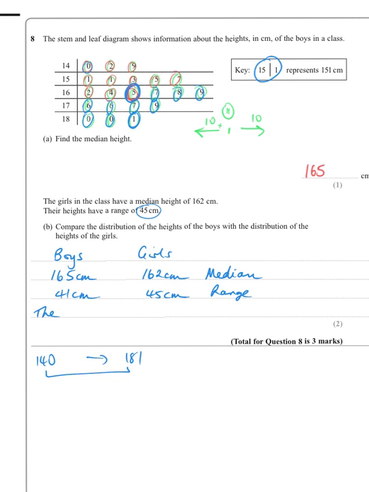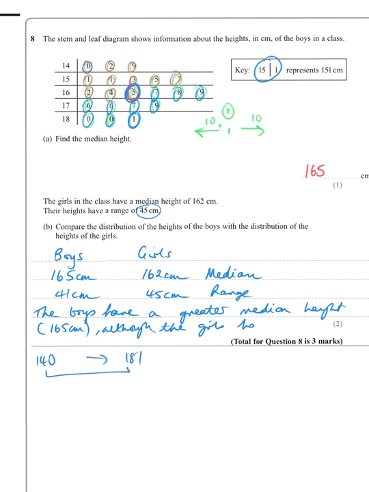the boys have a greater median height, and you can put brackets 165 centimetres, although the girls have a greater range of height, and you can put that down as 45 centimetres.